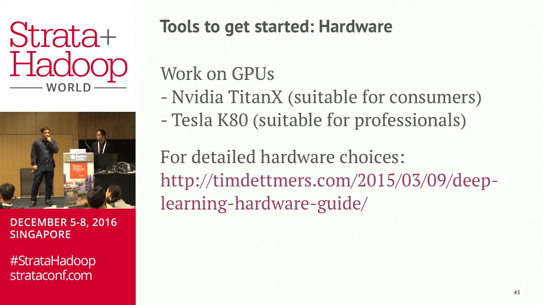Hardware is a hard question. It has to work on GPUs. A Titan X is good if you are on the consumer end, which means trying to do this as a hobby or trying to beat Kaggle competitions. If you are on the professional end, maybe a Tesla K80 is the better recommendation. But better than us, you can go to this blog post, which is probably the go-to guide to think about hardware choices when you're looking at training deep learning networks.